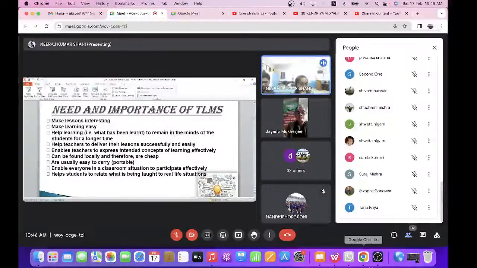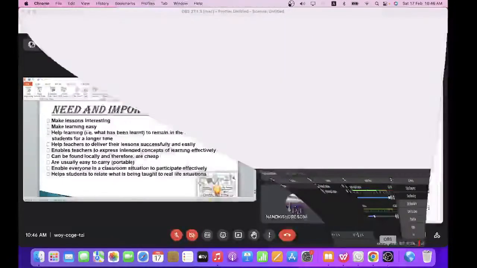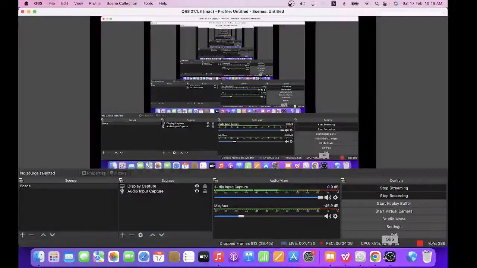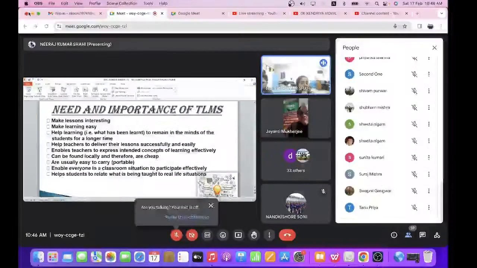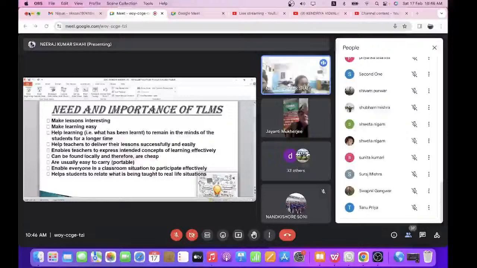And the very important thing is that the TLM should not be very expensive. It should be locally available everywhere, and it should be cheap. TLMs are easy to carry. They are portable and enable everyone in a classroom situation to participate effectively. TLM should be like that. Everyone should understand and should participate effectively.